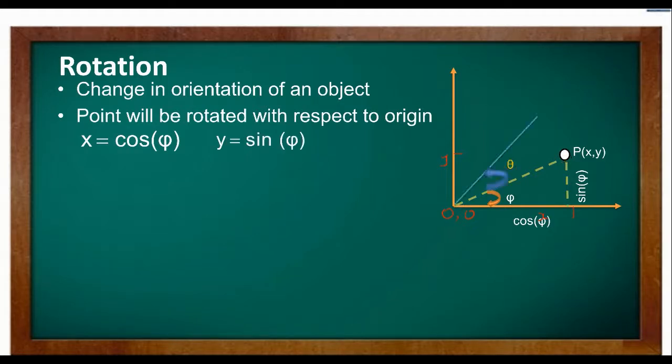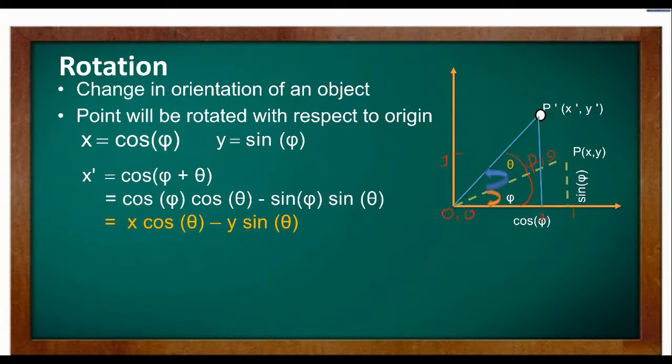Imagine that we are going to rotate the point from P to P dash, we call it as P dash, by an angle theta. So, the total angle is phi plus theta. Now, x dash is equal to cos of phi plus theta. So, we know our trigonometric formula cos A plus B. If you apply that formula, cos A plus B is equal to cos A cos B minus sin A sin B. So, it is cos phi cos theta minus sin phi sin theta.